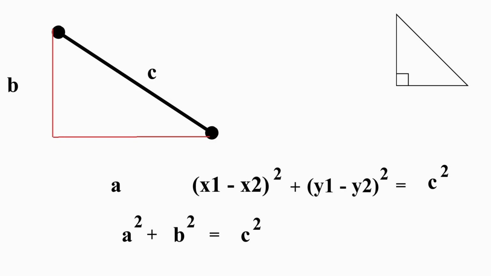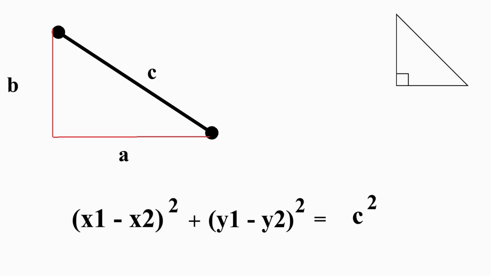Now, since we're squaring that number, we don't need the absolute value sign. Even if the difference comes out negative, we're still squaring it, which means it's always going to be a positive number. Hence, we don't need the absolute value sign. So we can just say (x1 minus x2) squared plus (y1 minus y2) squared equals c squared. But we don't want c squared, we just want c. So we take the inverse of squaring, which is square rooting.